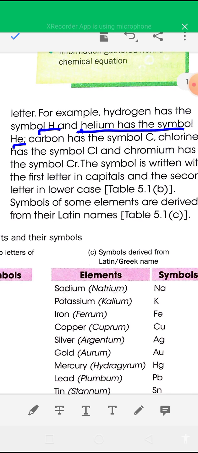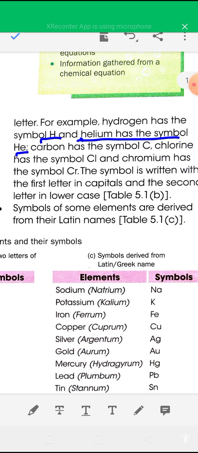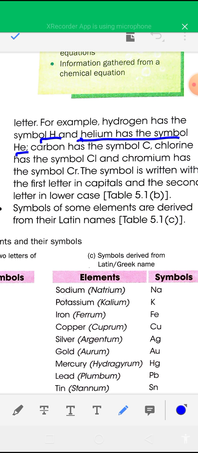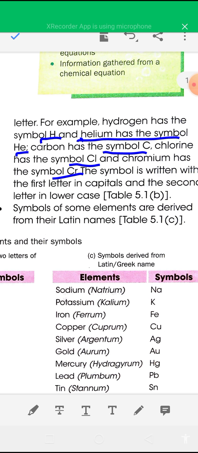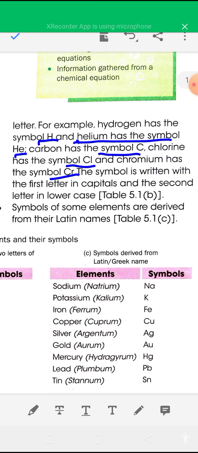For carbon, symbol C is used. So for chlorine, to represent one atom of chlorine, you have to use a two letter symbol, one is C and another is l, Cl. Similarly for chromium, the two letter symbol Cr is used. For cobalt, Co is used. The first letter is written in capital and the second letter in lowercase.